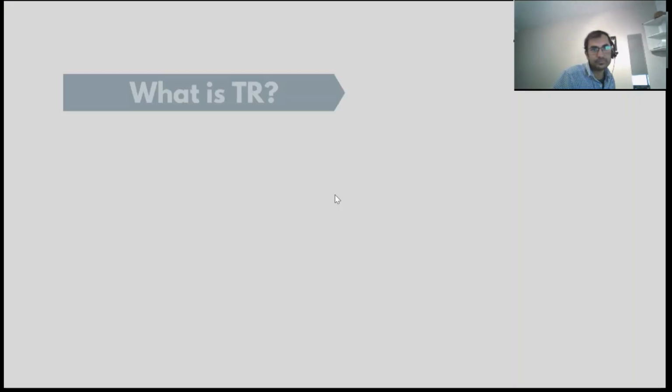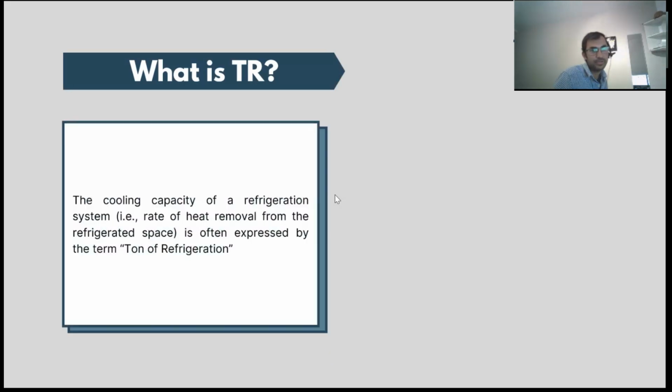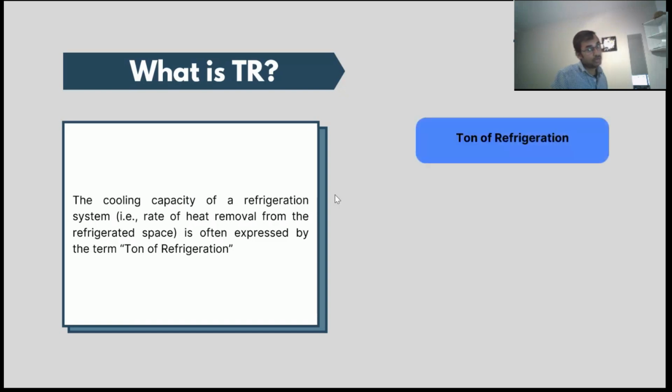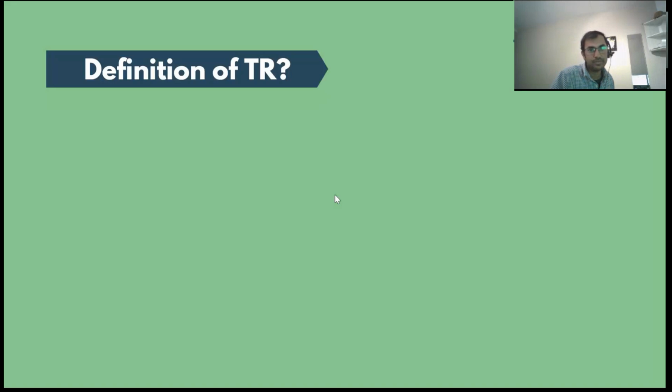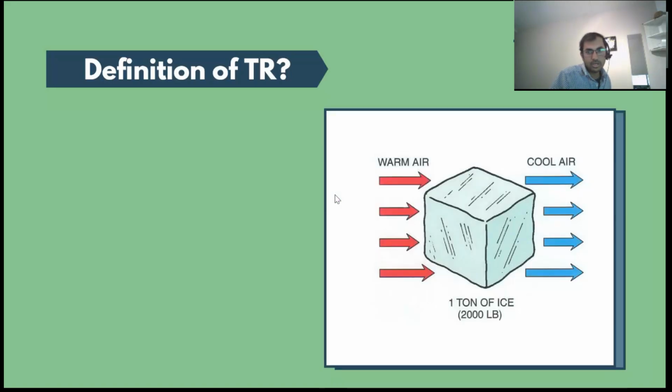Let's define what is TR. The cooling capacity of a refrigeration system, that is, the rate of heat removal from the refrigerated space, is often expressed by the term ton of refrigeration. It can be written as ton of refrigeration, tonnage, ton, or TR. Now the definition of TR: say this is ice of 1 ton. 1 ton means 2000 lb, or 2000 pounds.